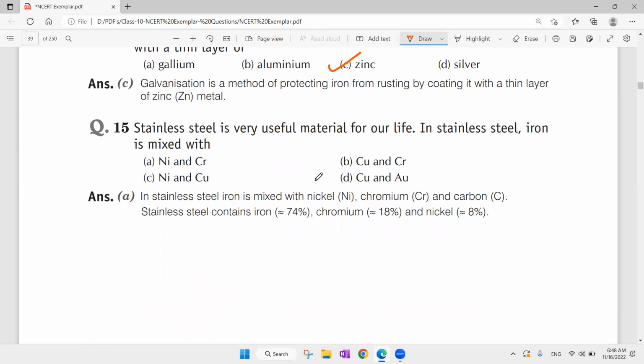Stainless steel is a very useful material for our life. In stainless steel, iron is mixed with nickel and chromium, as well as carbon, which is a non-metal. So the percentage is iron 74%, chromium 18%, nickel 8%, like that, with a very small amount of carbon.